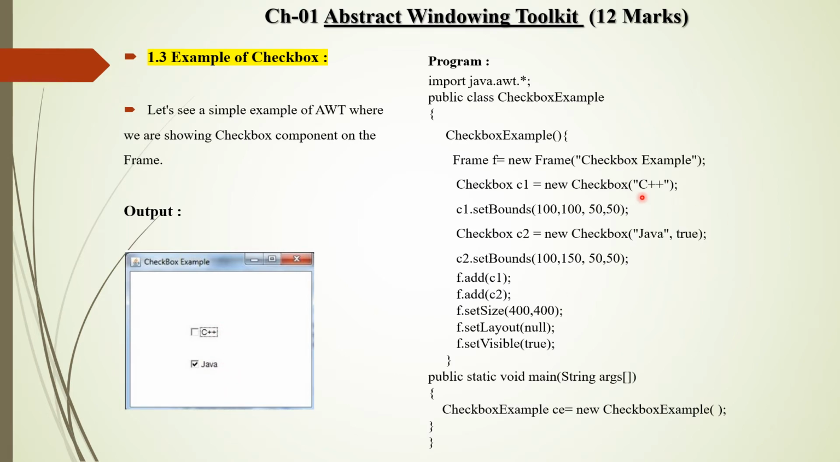The title is for the frame, and next two checkbox components are created. The first one is C++, and the second checkbox has the string Java, and we pass the true value, so it is initially ticked. So initially the Java checkbox is ticked. So this is a simple example of checkbox.